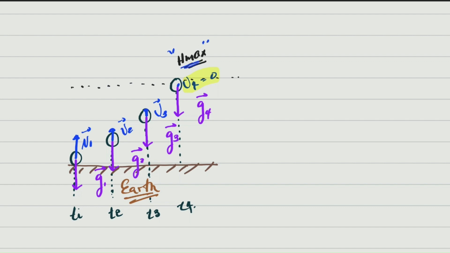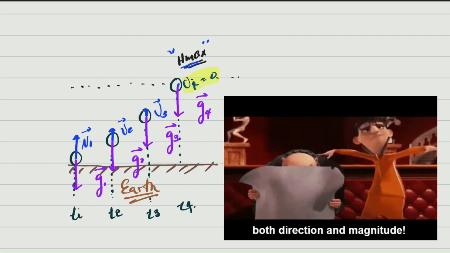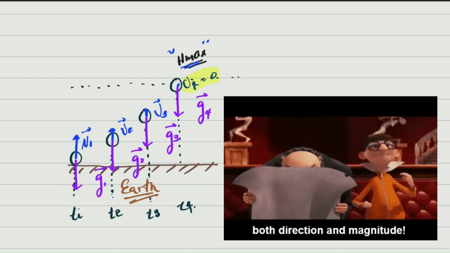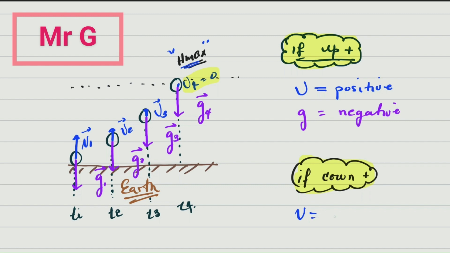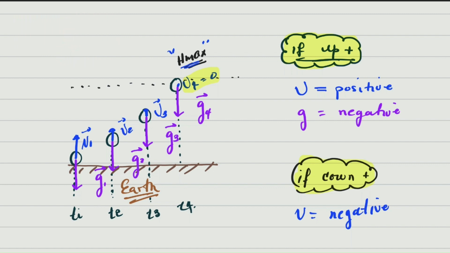Now guys, we're working with vectors. When we're working with vectors, remember we have to select the direction. So if we say up is positive, then velocity will be positive and acceleration will be negative. Right? This is important. If we say the other way around, down as positive, then the velocity will be negative, and the acceleration will be positive. This direction is a very, very important point, guys.